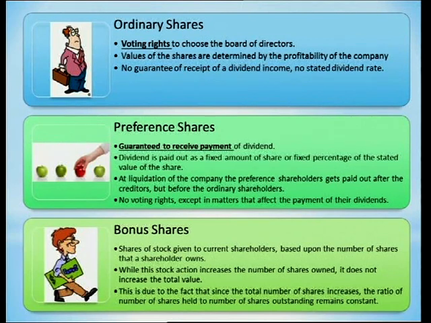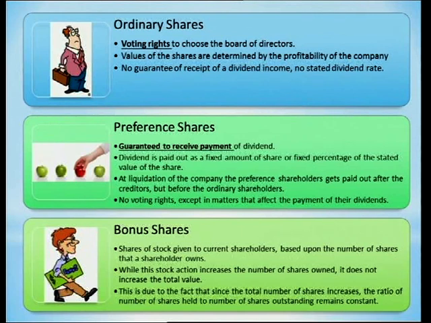However, everything has an advantage and a disadvantage, because your ordinary shareholders do not get a fixed dividend. When dividends are declared, their dividends are normally higher. Remember, Ross said the higher the risk, the greater the returns will be.